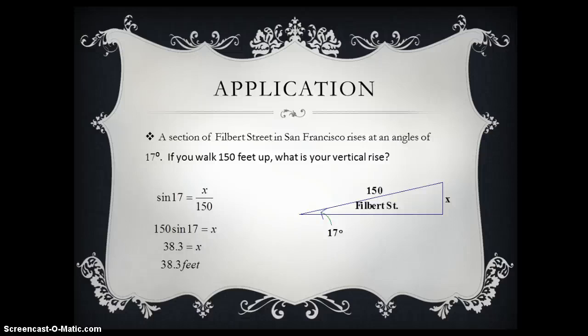Now, if you're having a hard time finding these functions within your calculator, please ask in class, and I will help you find them. A lot of times they're in a button that's trig, T-R-I-G. Sometimes they're directly on your calculator. But you're going to want to type in 150 sine 17, and that will give you x is 38.3 feet.